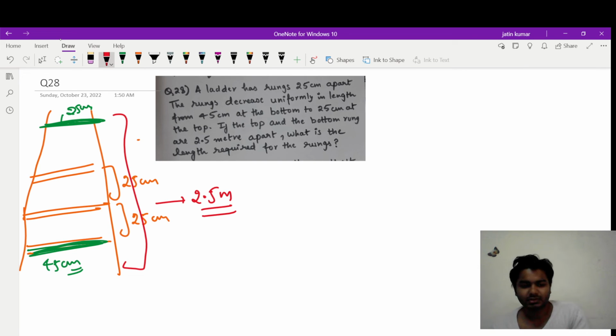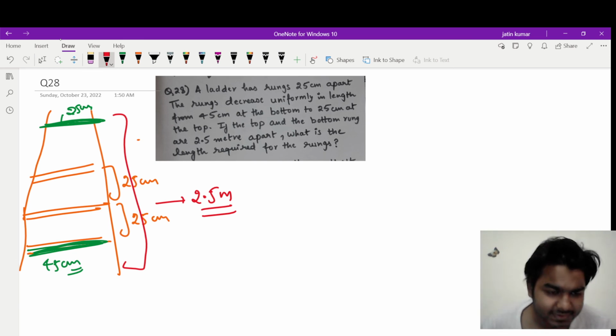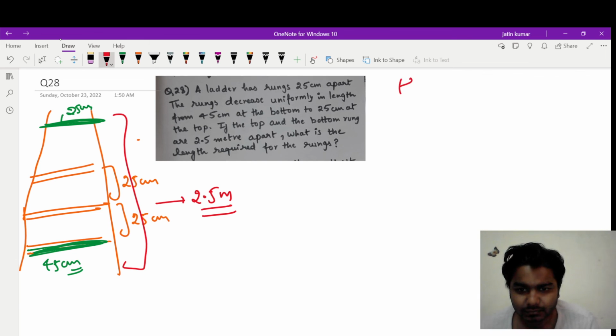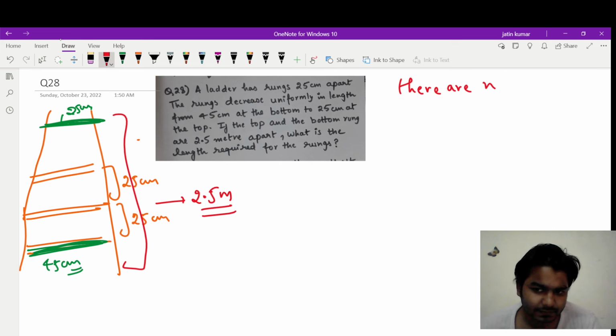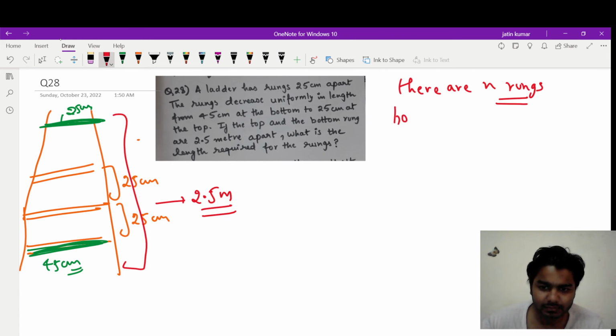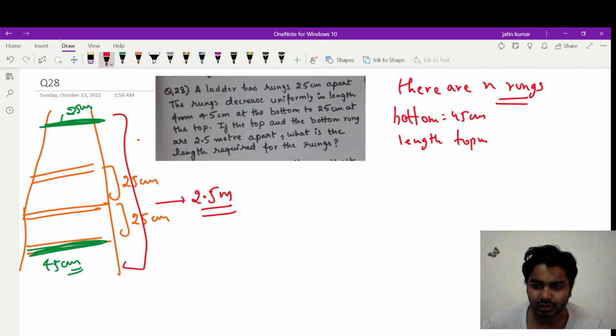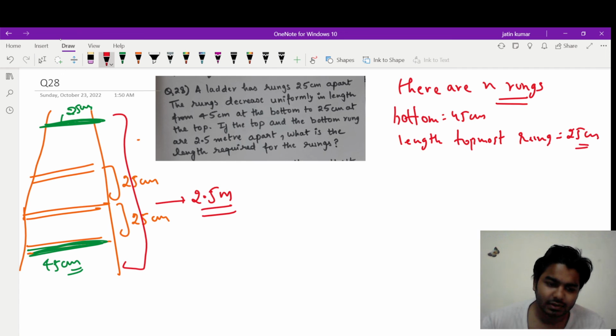Okay, so there are some rungs, let's say there are n rungs. The length of the bottom rung is 45 centimeter and the length of the topmost rung is 25 centimeter, and the gap between two rungs is 25 centimeter. So the overall gap is 2.5 meter. Can we convert it into centimeter?